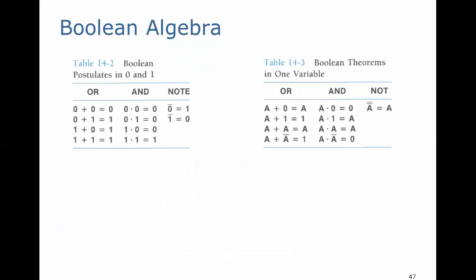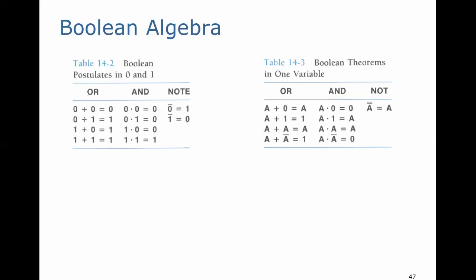Okay, so let's look at some Boolean postulates in zeros and ones. So in Boolean algebra, we have zeros and we have ones. So a 0 or a 0 is a 0. A 0 or a 1 is a 1. 1 or 0 is 1. 1 or 1 is 1.